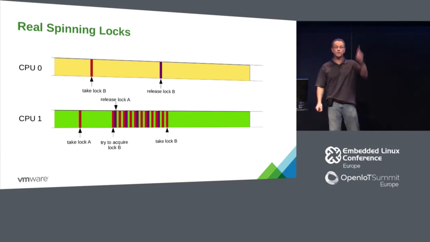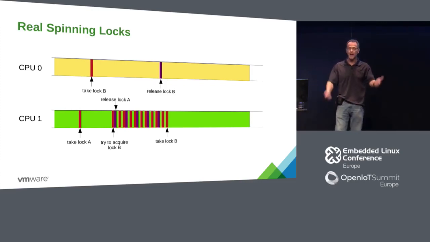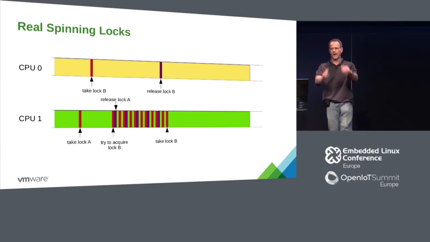Boom, boom, boom, boom. Get nice, pretty colors on graphs. And then finally, CPU 0 releases its lock. Hey, we're done. We got B. We go. We're all happy.